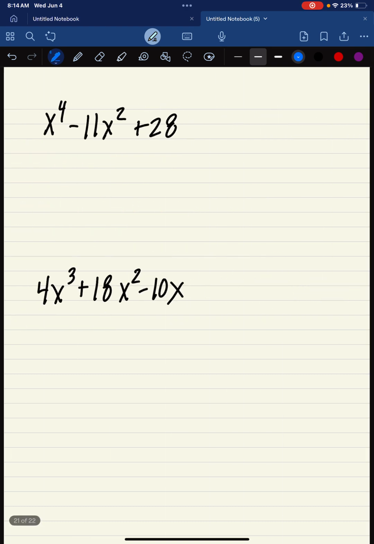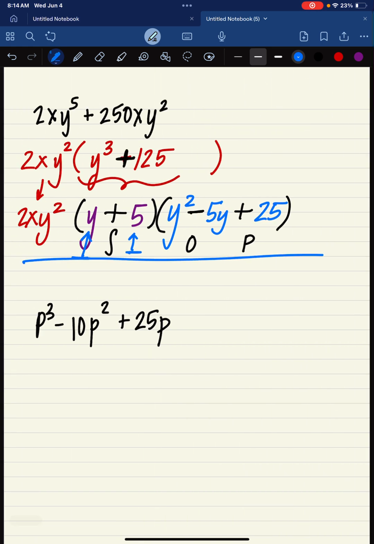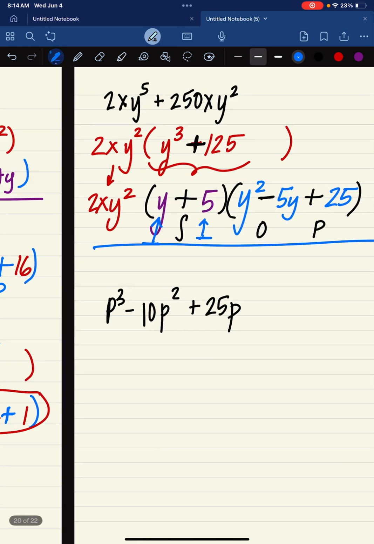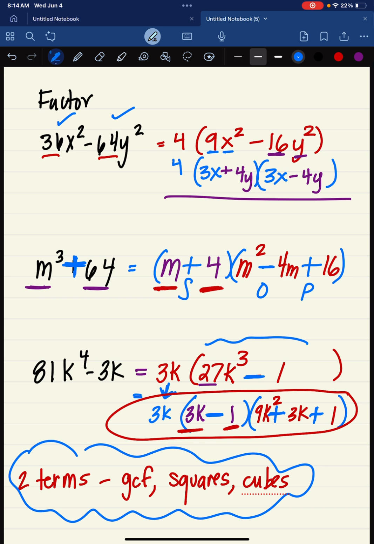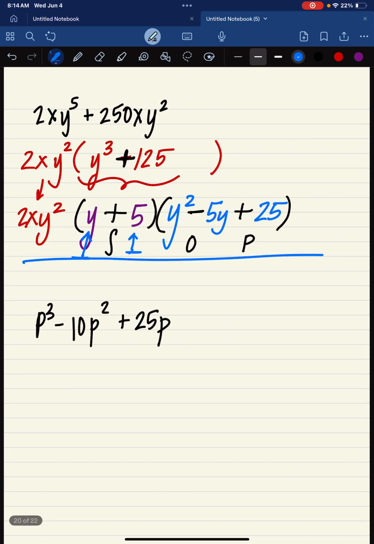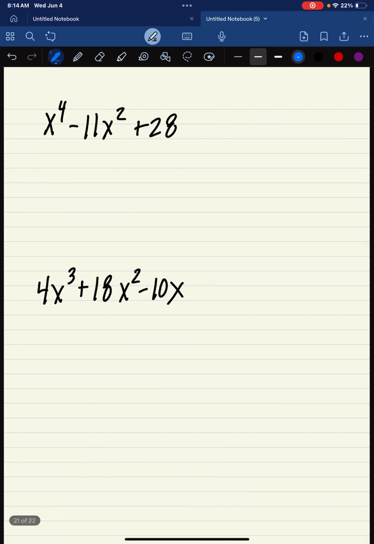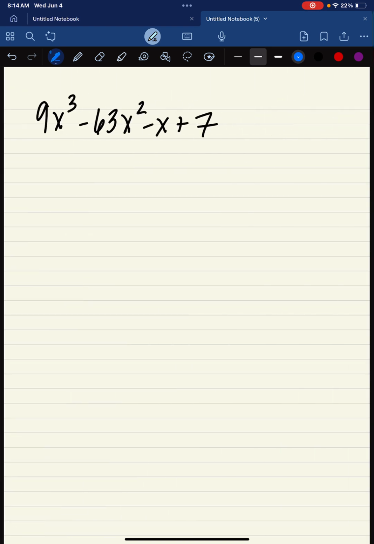Let me flip through for a second. Okay, so all of those had 2 terms. So remember earlier I talked to you about 2 terms. 2 terms were greatest common factors, squares, or cubes. So what I mean by 2 terms is this had 2 terms. So anytime you had 2 terms, it had to be one of these 3 types: greatest common factor, squares, or cubes. But now everything else on the sheet had 3 terms. 1, 2, 3. 1, 2, 3. 1, 2, 3. Except that last one, it had 4 terms. So I'll do that in the next video.